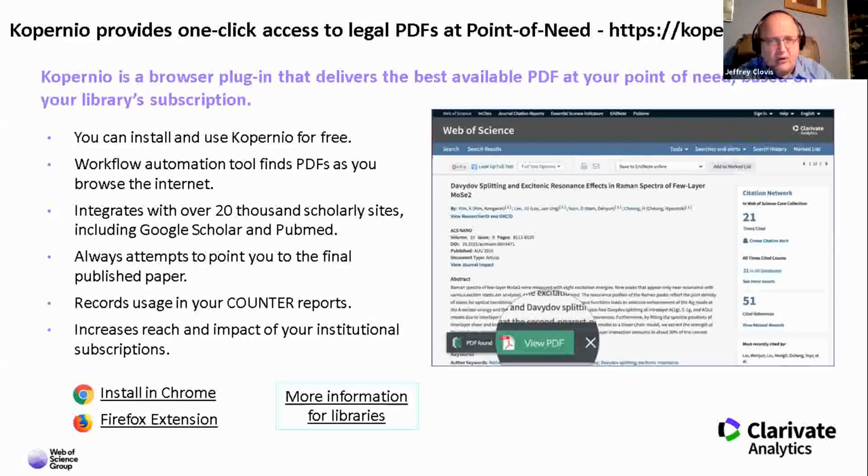If it finds no OA version, then it defaults to a preprint. And it also can connect to your open URL. So if you have a shared open ILL with other libraries, it can default to that as well if it doesn't find the openly available version of the article. So you can install and use Copernio for free.